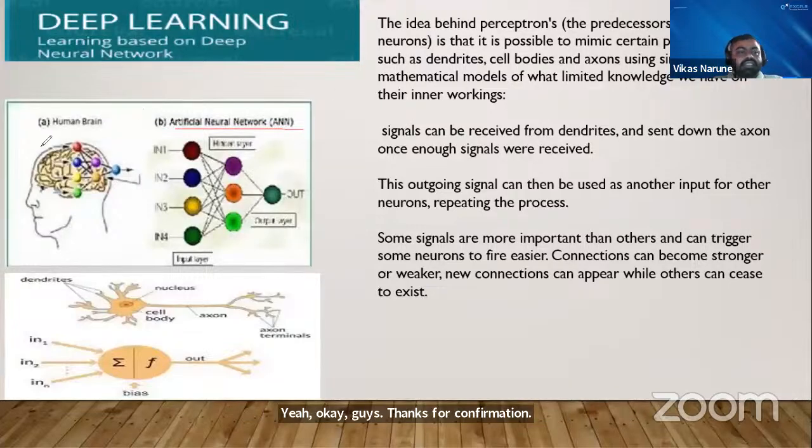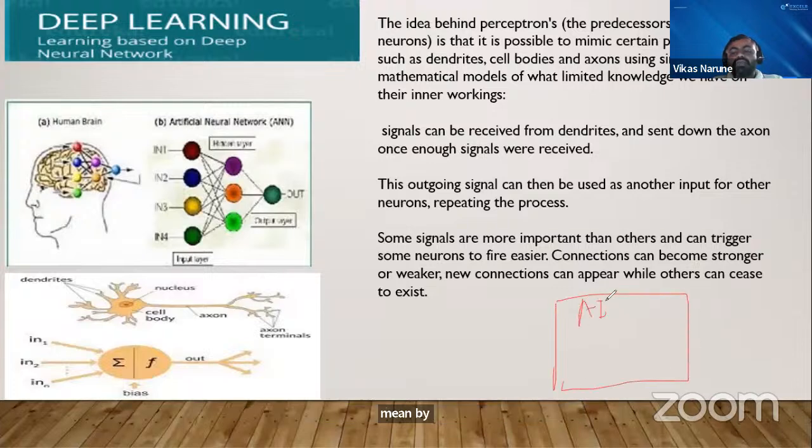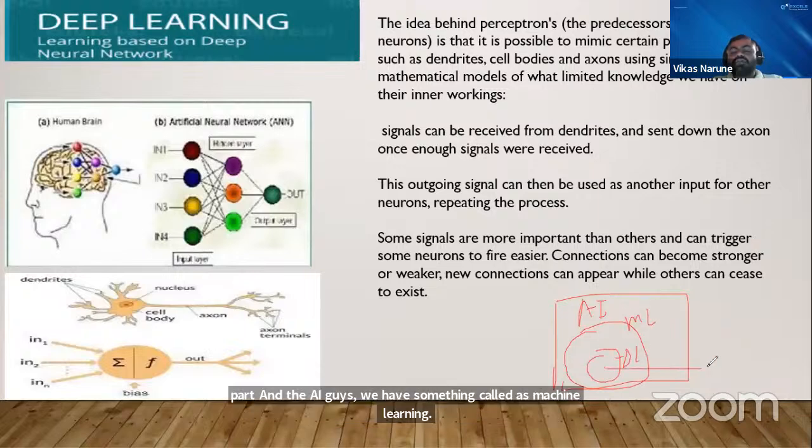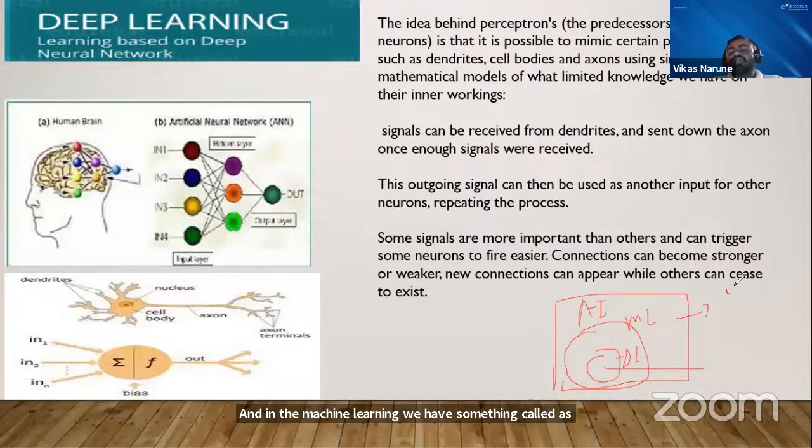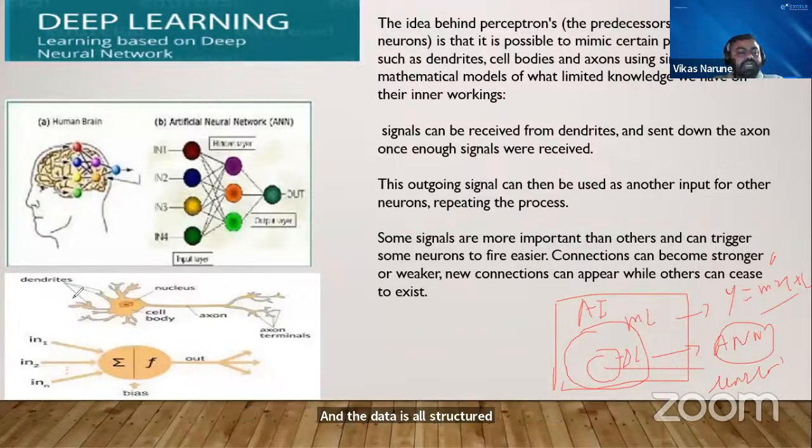So let's understand this one, guys. Like I told you now, this entire part is AI, and in AI we have something called machine learning, and in machine learning we have something called deep learning, right? So we understood the difference. Machine learning uses y equal to mx plus c, the statistical algorithm, and the data is structured. Deep learning uses artificial neural networks, and the data is unstructured. So this is the understanding we already have.